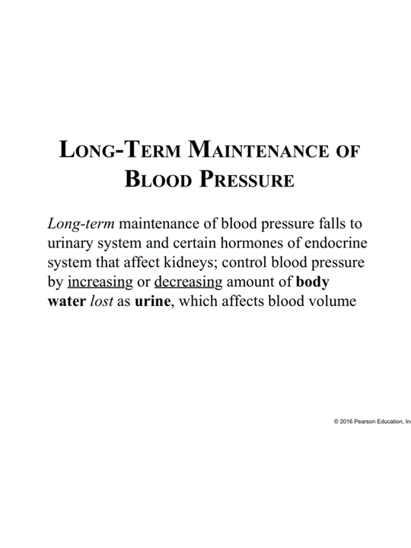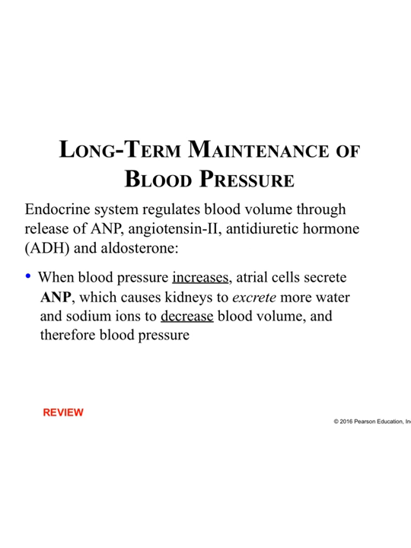Now we're going to discuss long-term control over blood pressure. So this is primarily the urinary system, takes a lot longer to act, and other endocrine hormones that act on the kidneys. So we can control blood pressure by increasing or decreasing the amount of water that we keep in the body. We can control this by increasing or decreasing how much we urinate. Remember, blood volume has a direct relationship with blood pressure.